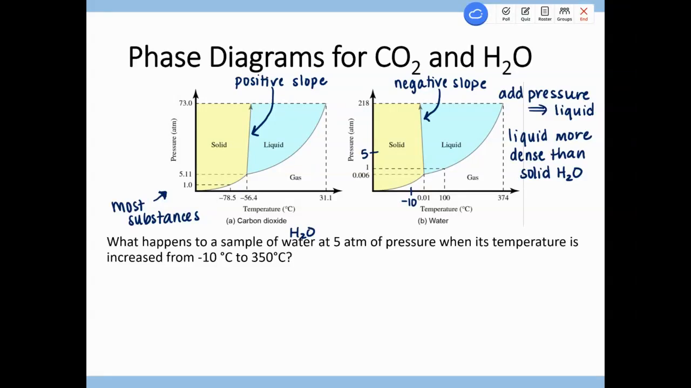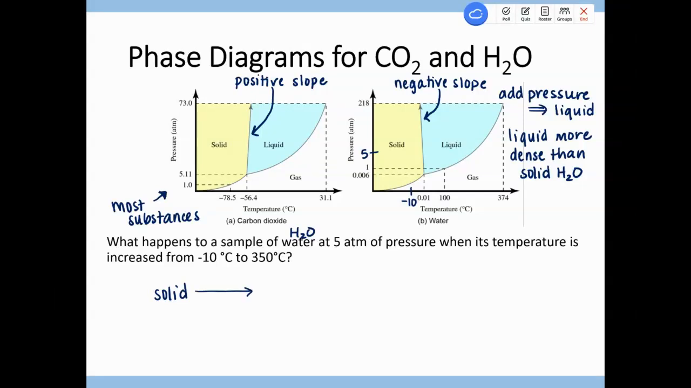All right, what phase is that sample starting off as? It's a solid. I put some relative pressure and temperature values here, and then we have 5 atmospheres and negative 10 degrees Celsius. So that will start off as a solid, and then we're only increasing temperature. So we'd go across a horizontal line.